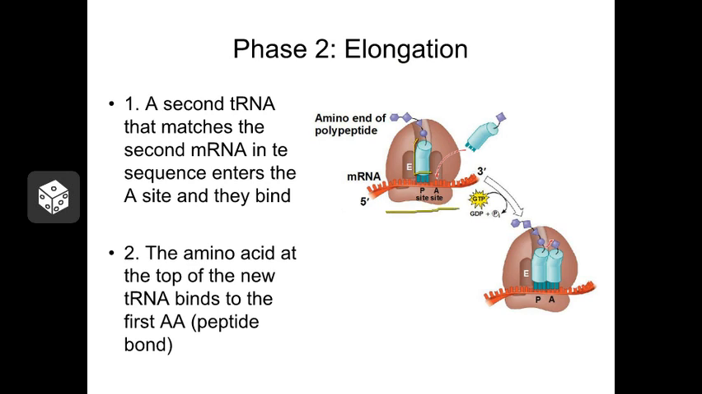There's a tRNA in the P site with an amino acid attached to the top. The next thing that's going to happen is that another tRNA, whichever one matches up with the next codon, is going to come along and it's going to fit into the A site. So now we have a tRNA in the P site and the A site, and they both have their specific amino acids sitting on top.